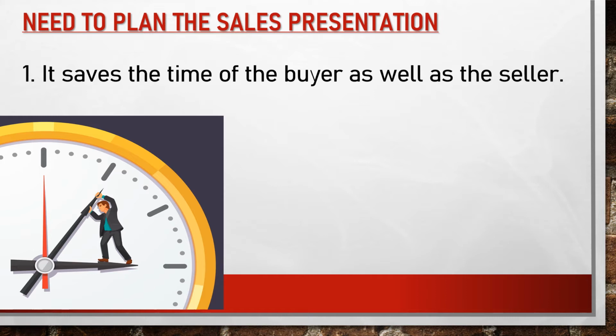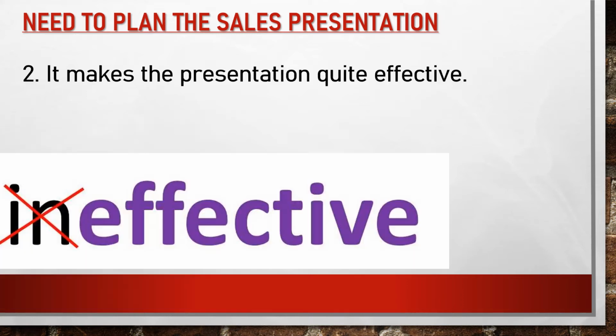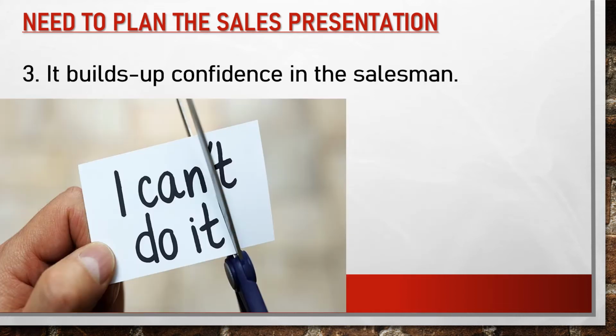The salesman should be able to explain his product features within a stipulated time. This in turn will save the time of the salesman and also the customer. It makes the presentation quite effective. The salesman can arrange his points accordingly so that he could also clarify the customer's queries about the product, which makes the presentation quite efficient.